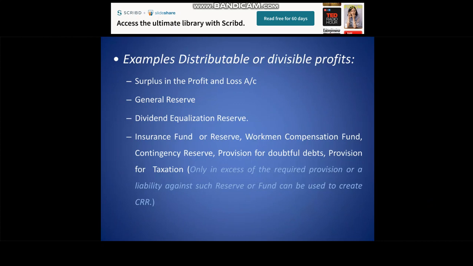Examples of distributable or divisible profits: surplus in the profit and loss account, general reserve, dividend equalization reserve, insurance fund or reserve, workmen compensation fund, contingency reserve, provision for doubtful debts, provision for taxation only in excess of the required provision, or a liability against such reserve or fund can be used to create it.